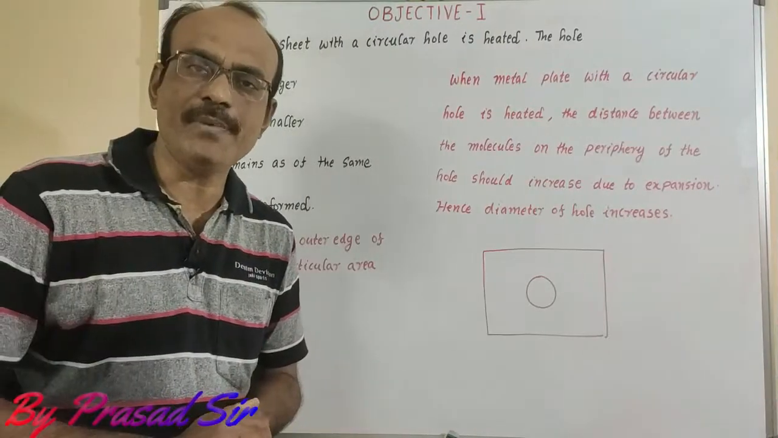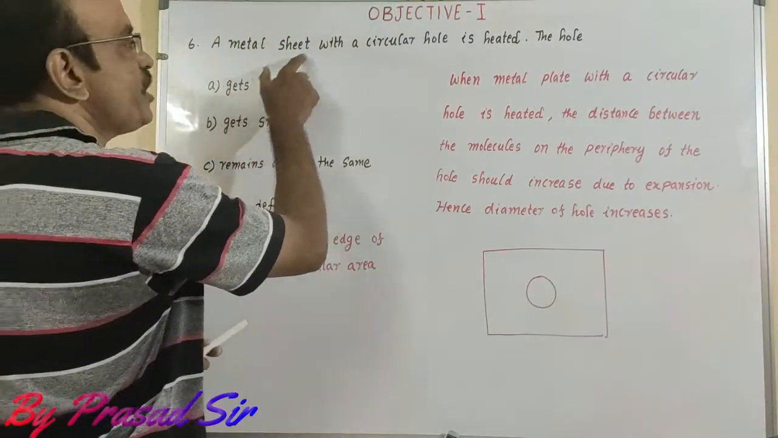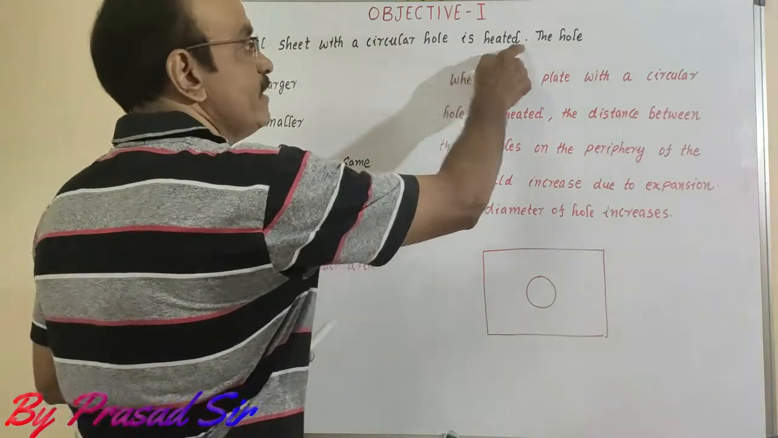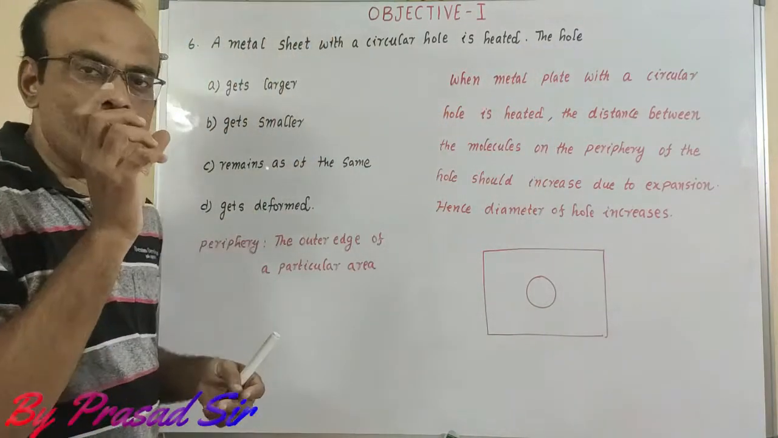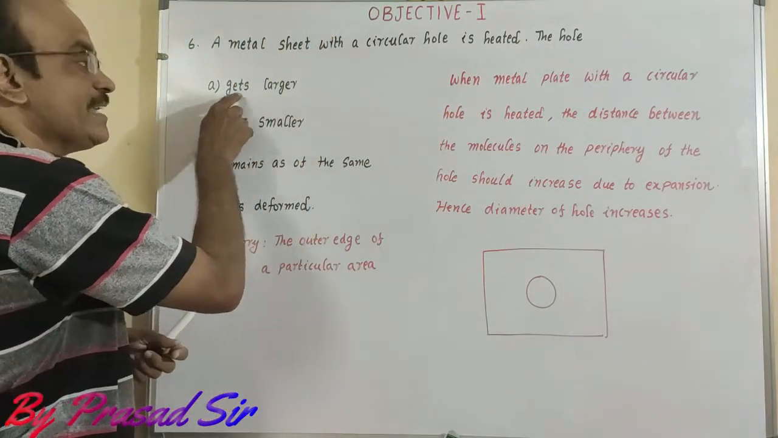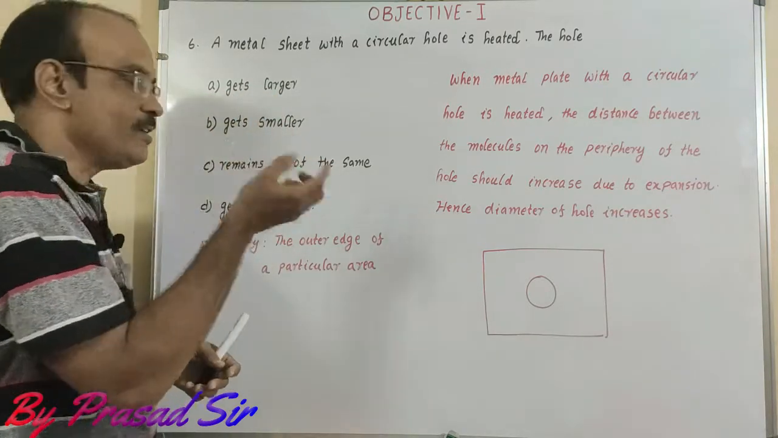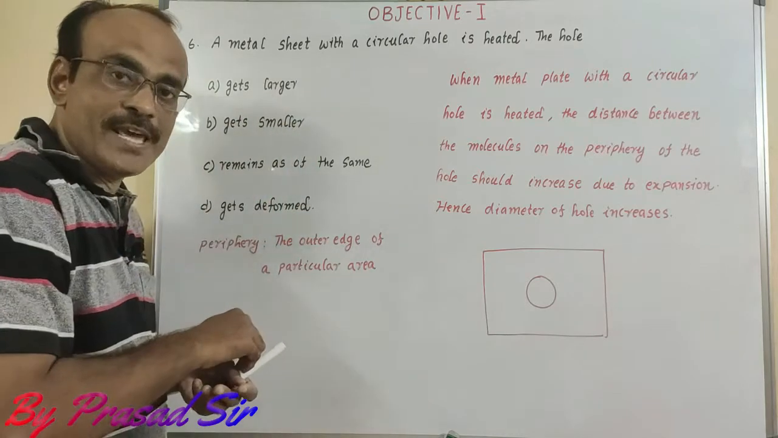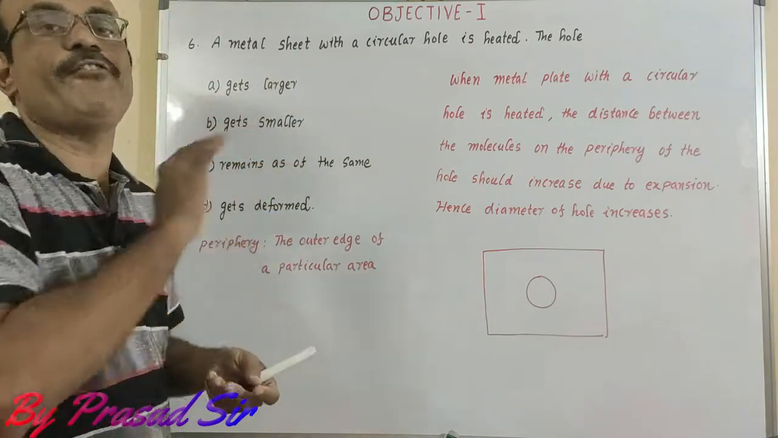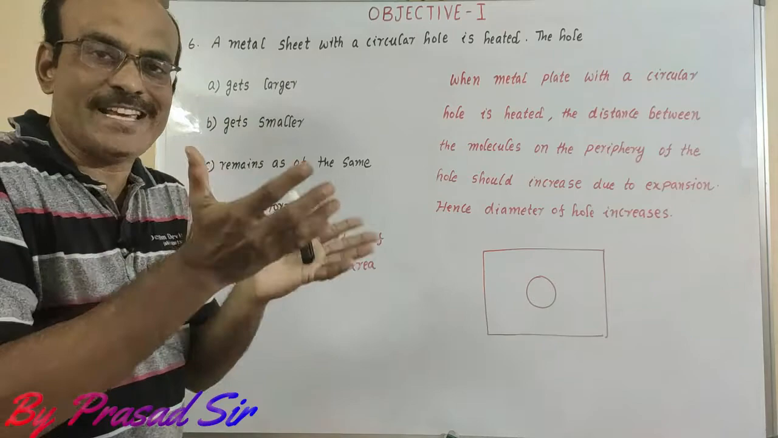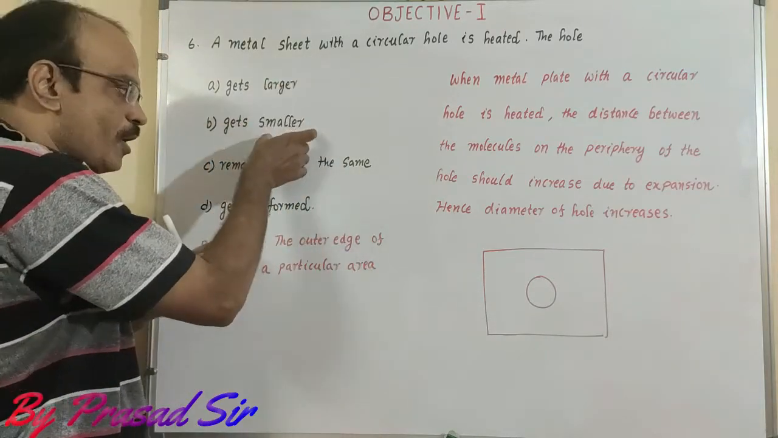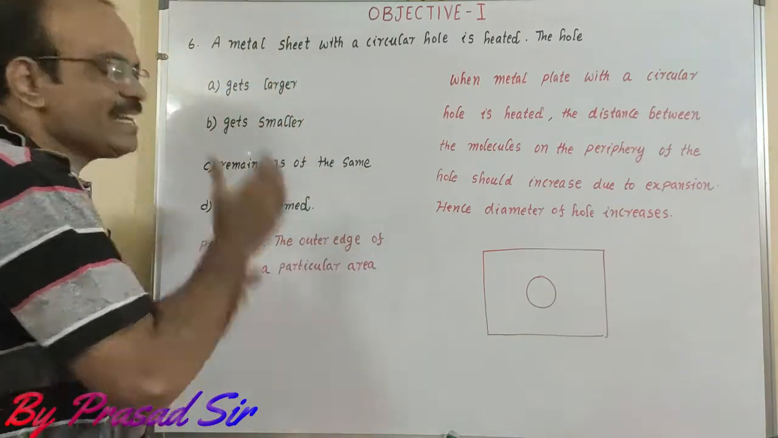Here, question number 6. A metal sheet with a circular hole is heated. Then what about the size of the hole? A. Gets larger, bigger. B. Gets smaller. C. Remains the same. D. Gets deformed, that means the shape of the hole changes. It's bigger, smaller, remains the same, or gets deformed.